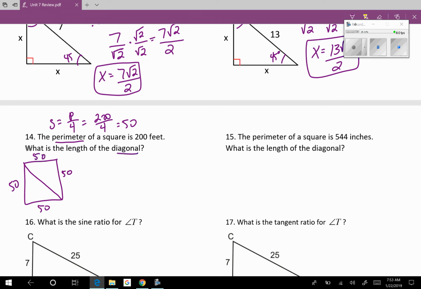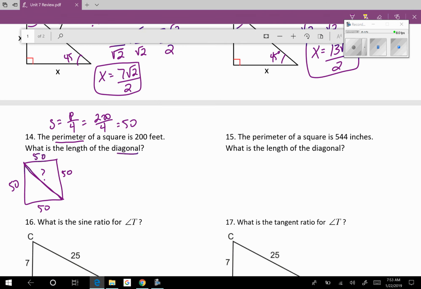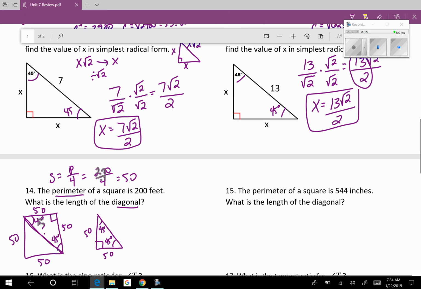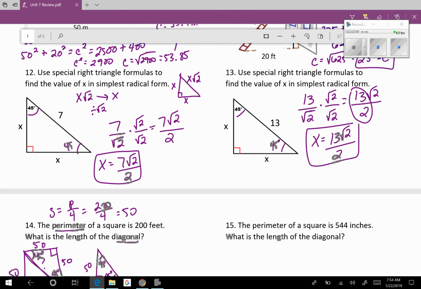And they're wanting us to find the length of the diagonal. Now every time you cut a square on the diagonal, you're getting a 45, 45, 90. Okay, this is a 45, 45, 90, both of these. So what we have, and this is every time for a square in the diagonal is 45, 45, 90. So we know the two legs, they're both 50.